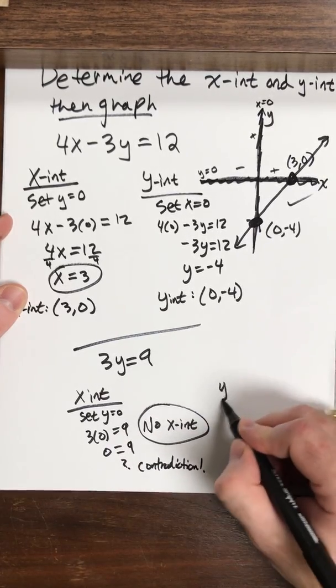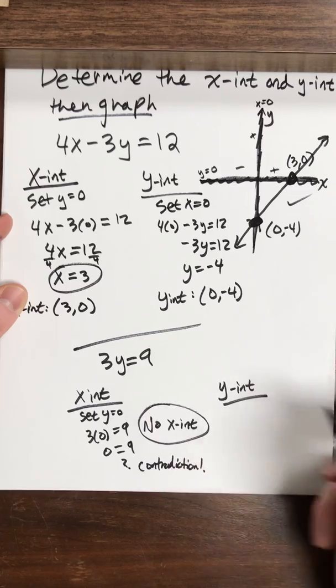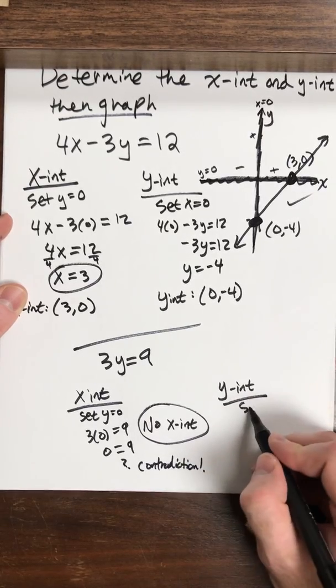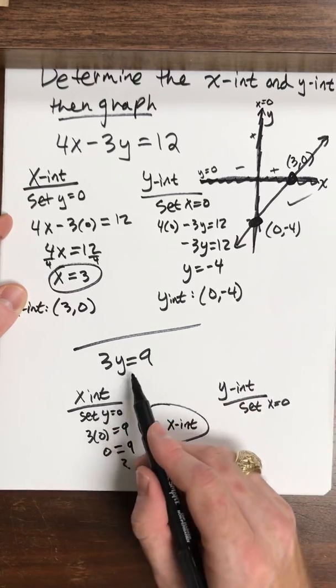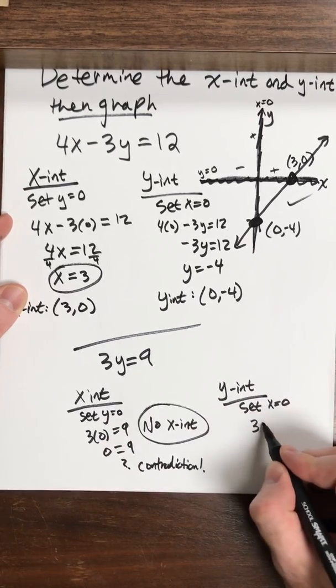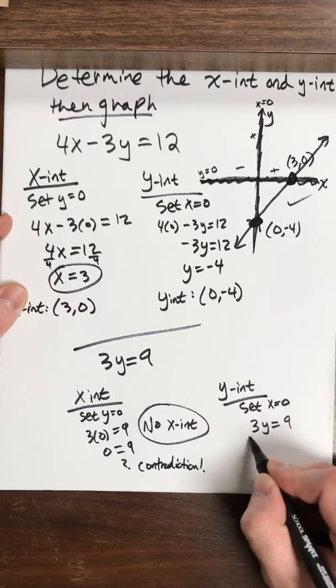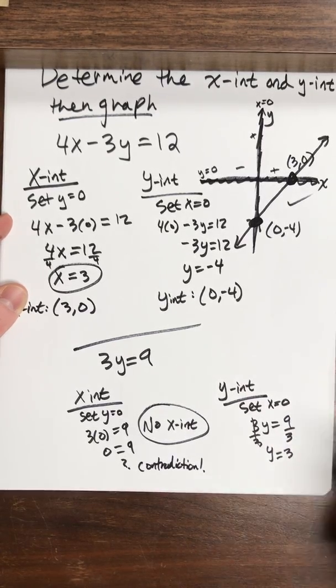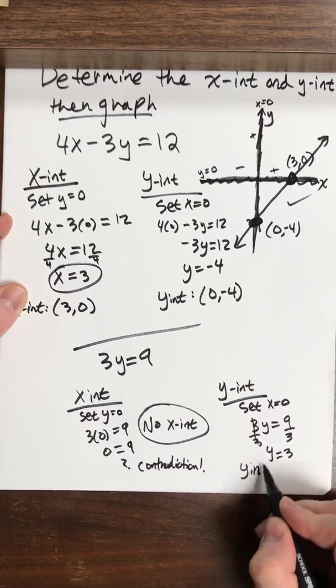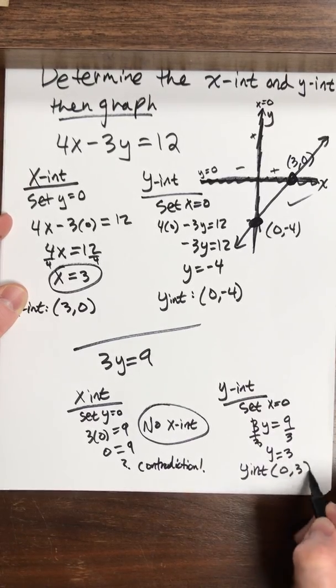Now let's try the y-intercept. For the y-intercept, set x equal to 0. Well, if I put 0 in for x, there's no x here, so I just have 3y equals 9. Divide by 3, y equals 3. So my y-intercept is 0, 3.